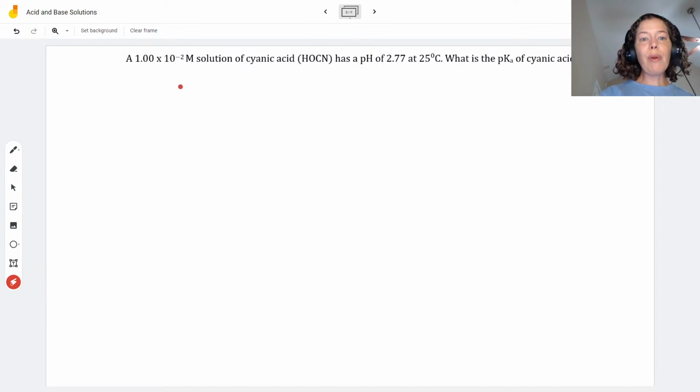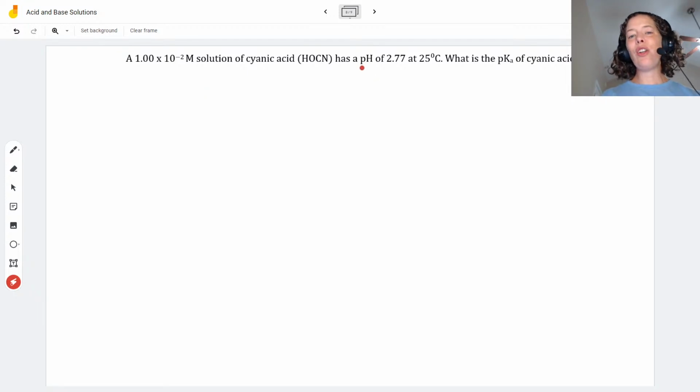So for this problem, you would take your cyanic acid and set up an ICE table. This is a weak acid, otherwise they would not be asking for a pKa in this case. Once you set up your ICE table, you'll end up with Ka equals X squared over your concentration minus X. And you're going to look at that and say, wait, I have two variables. I don't know my Ka, and I also don't know my X, and I cannot resolve this because, of course, if you have two variables, you need two equations.